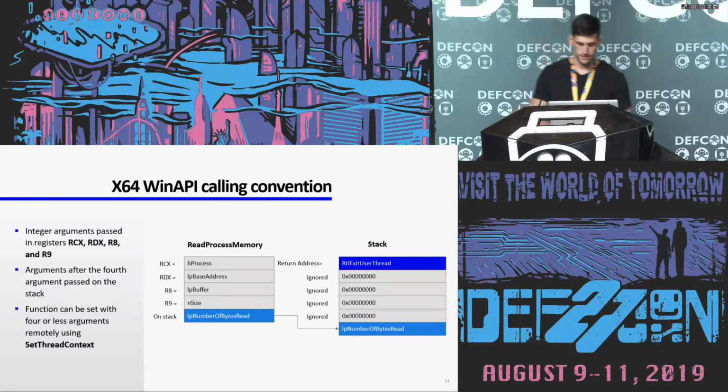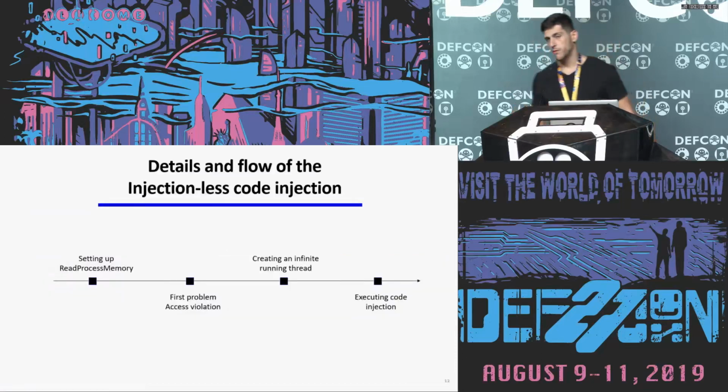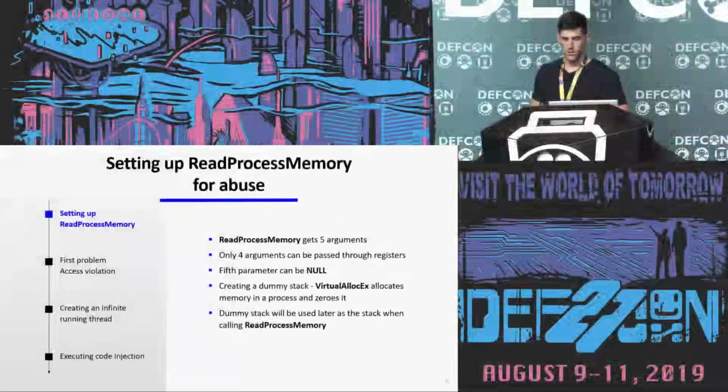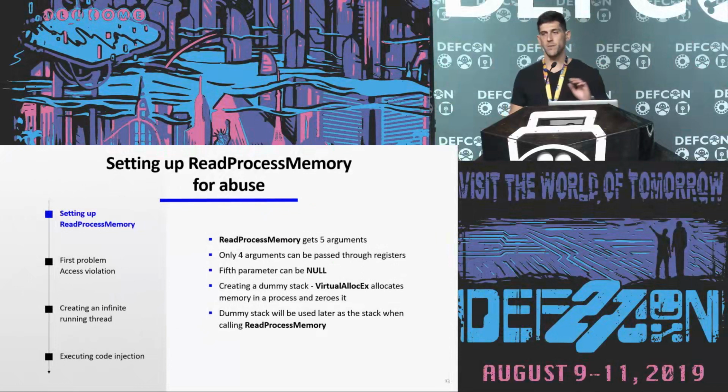with those parameters. Okay, so through this presentation you're going to see this timeline. It's going to show us where we are. First we're going to talk about how to set up ReadProcessMemory. Then we're going to encounter the first problem, which is access violation. We'll then encounter another problem, that we will need to create an infinite running thread. And at the end we're going to execute the whole method. Okay, so let's start. ReadProcessMemory.